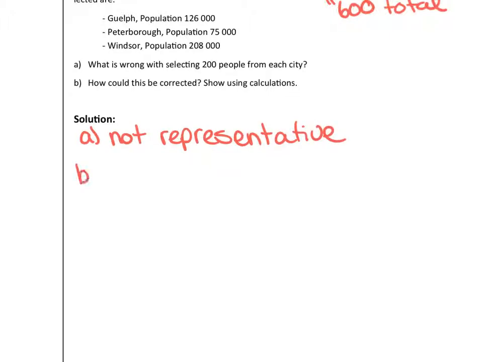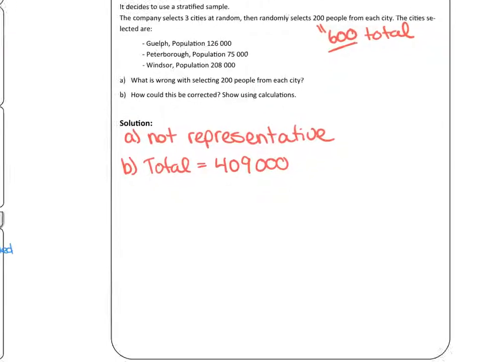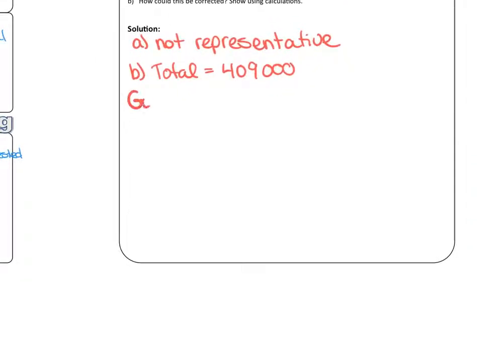Part B, I'll show you how to correct it. So the first thing you're going to do is find out the total population of all 3 of those cities. So if you add 126,000 plus 75,000 plus 208,000, we get 409,000. And then what we're going to do is find the percentage of each, and then find out how many from that 600 we should actually do. So I'll go through Guelph, and then I'll show you what happens.